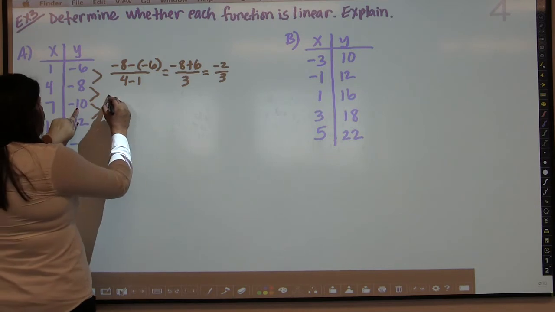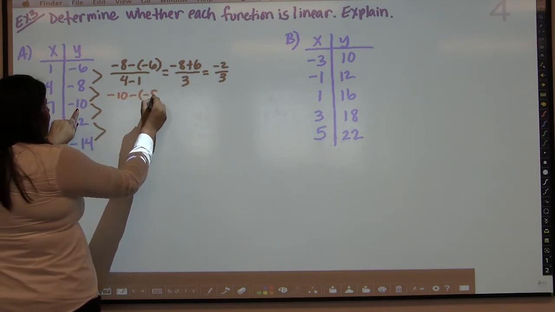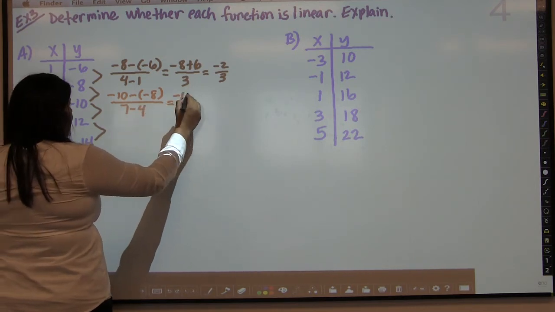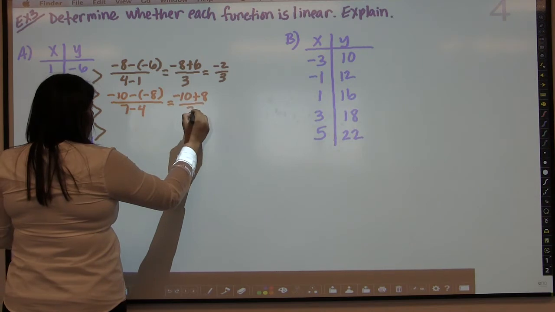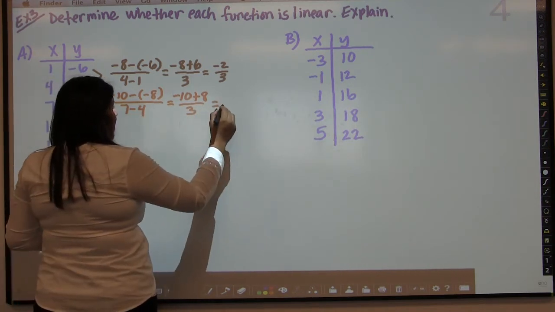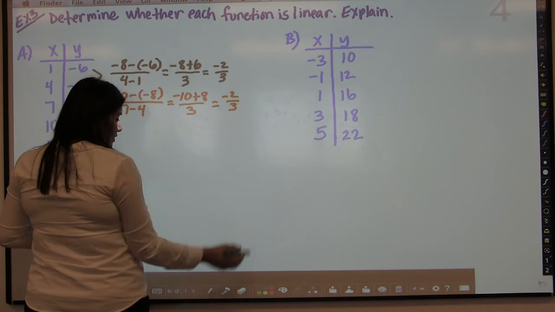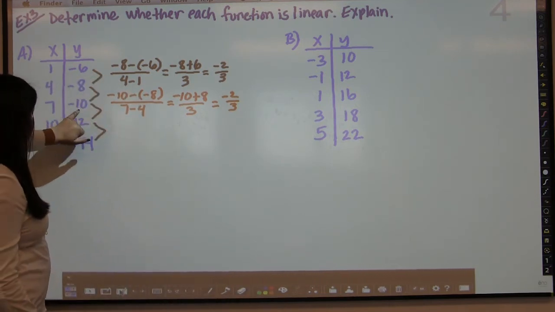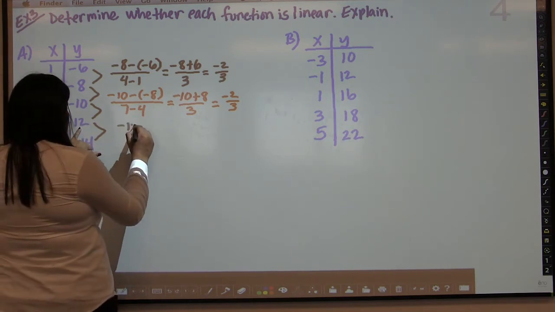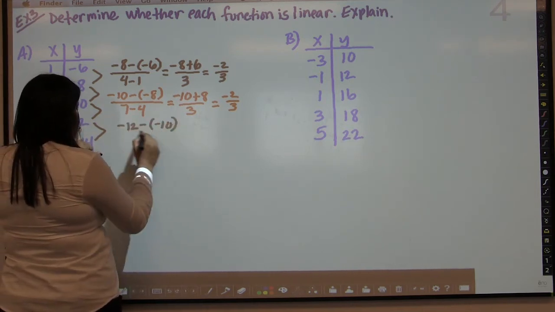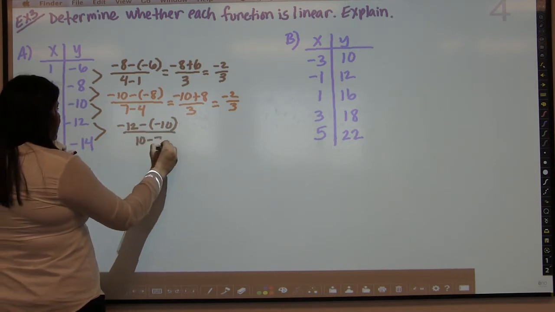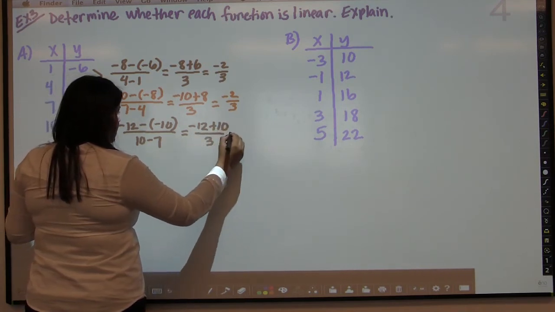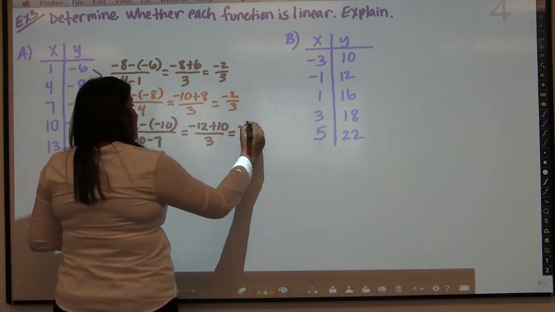So I'm going to go -10 minus -8 over 7 minus 4. So I get -10 plus 8 over 3, which again, -10 plus 8 is -2/3. So far, so good. Okay, then I'm going to try the next one. I'm kind of running out of space here, but I'm going to do -12 minus -10 over 10 minus 7, which is -12 plus 10 over 3. So -12 plus 10 is again -2/3.